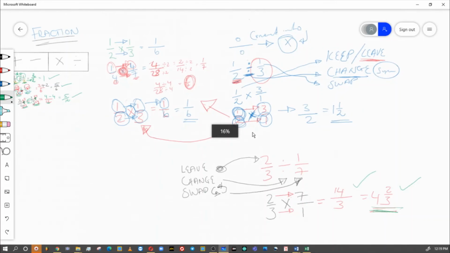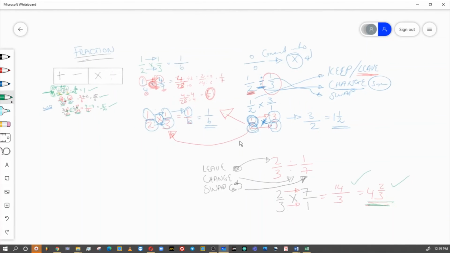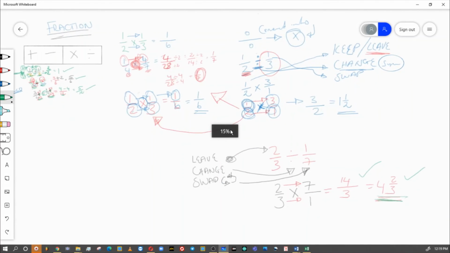Alright, so that is the whole summary for fractions. I hope this was helpful.